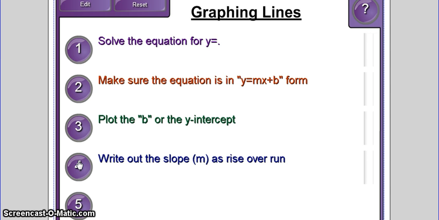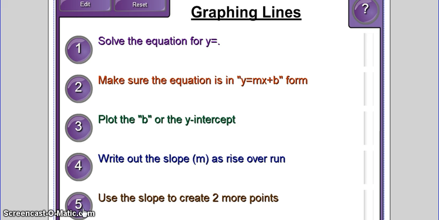After that, we want to make sure we look at the m as a rise over a run. Remember, if the m is something like 3, you need to put it over 1 so that you have both a rise and a run. And the last step is to use that slope to find 2 more points on the line. Remember, you can go above the point or you can go below the point. There are 2 ways to get your answer.